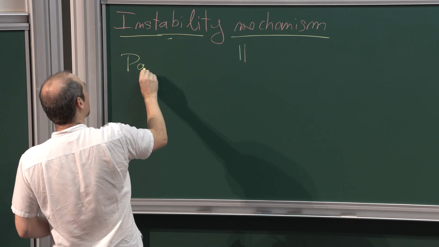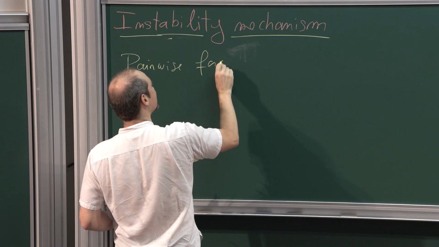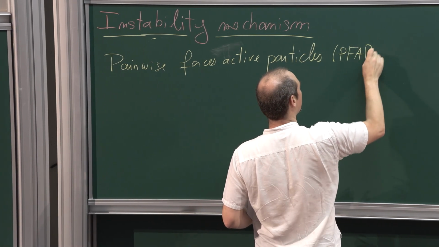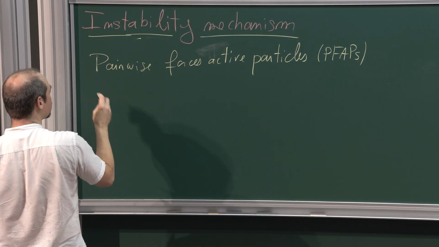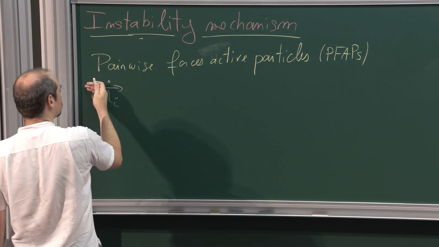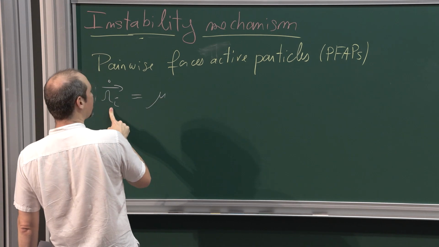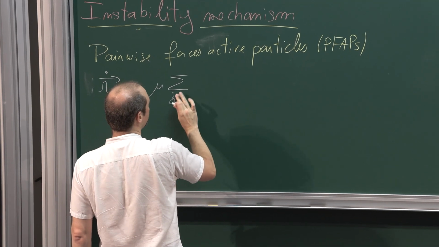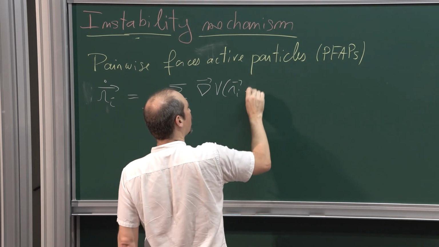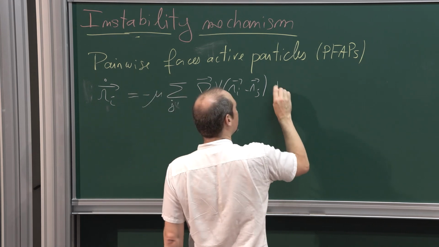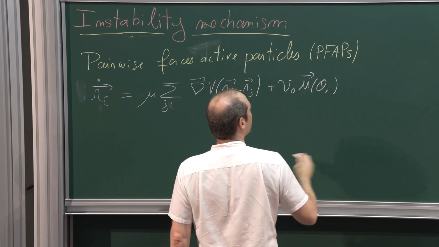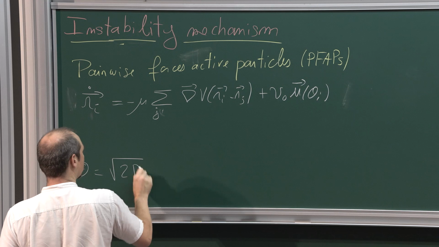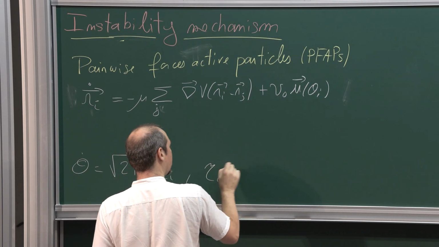Okay, so I will start discussing what I call pairwise forces active particles, which I will call PFAPs because I love acronyms, which is a collection of particles whose dynamics would be Brownian dynamics. So the velocity of particle i is the mobility times the sum over particles j of minus grad V of r_i minus r_j. Then I have self-propulsion, and the angle of my particle is doing rotational diffusion. So eta is a Gaussian white noise.